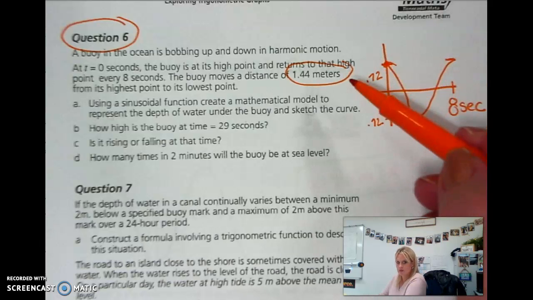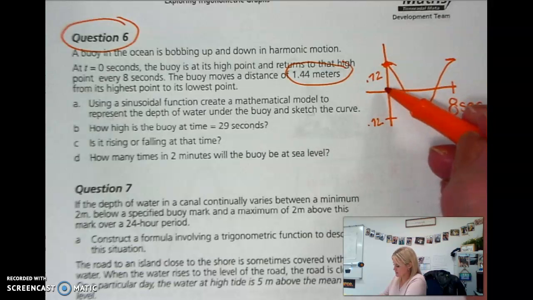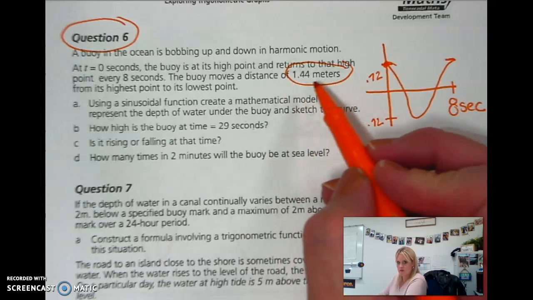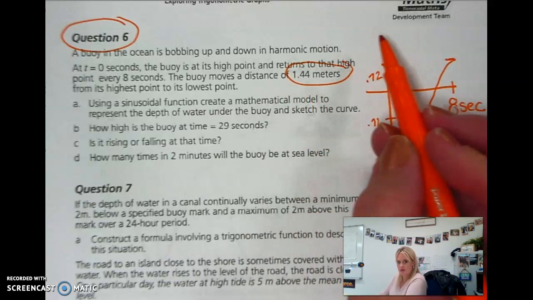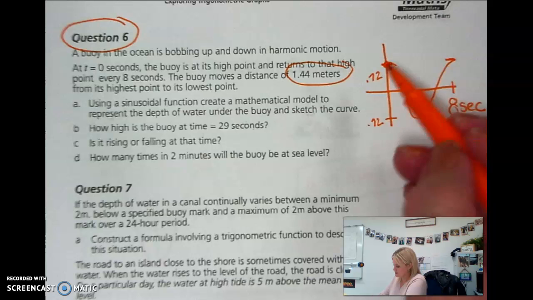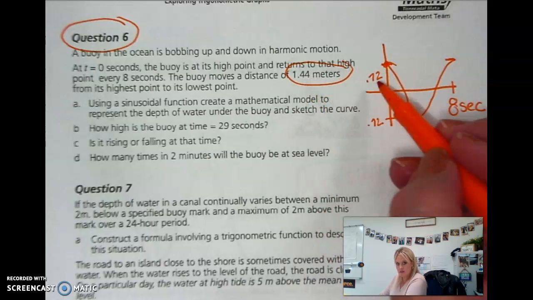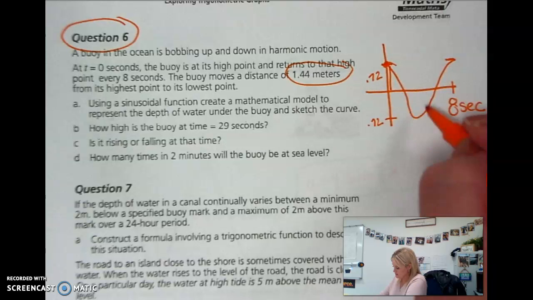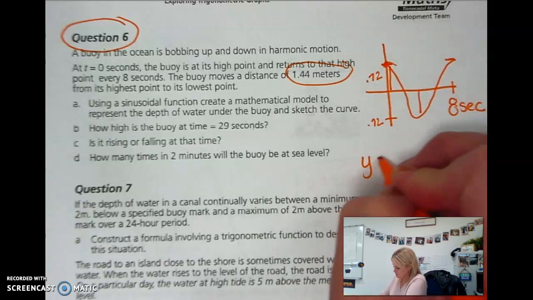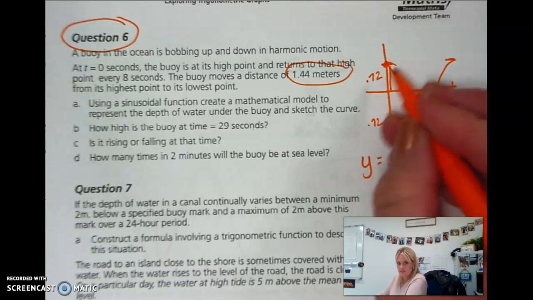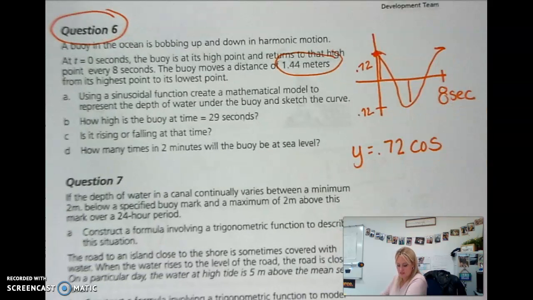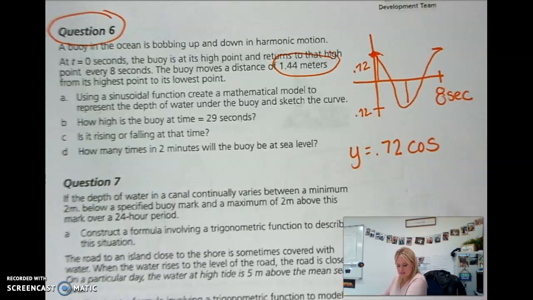So we have this buoy at 0 seconds at its highest point. It moves a distance of 1.44 meters from the high point to the low point. So I had to cut 1.44 meters in half. Okay? So this is our amplitude. This is a cosine wave. It did not shift up or down. It did not shift left or right.